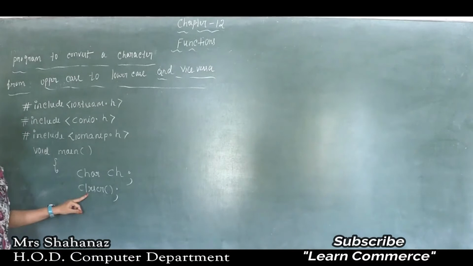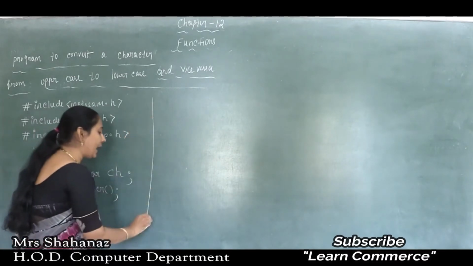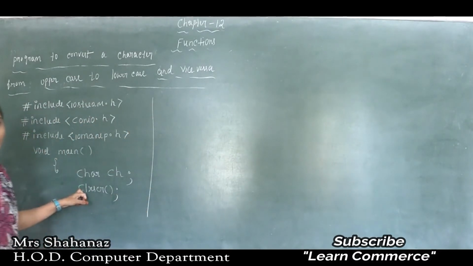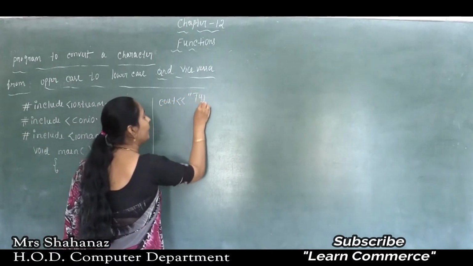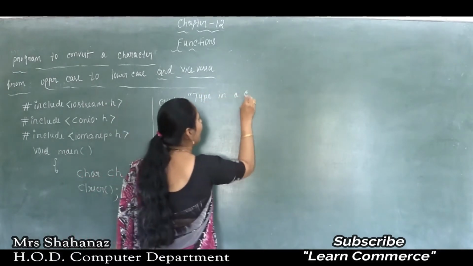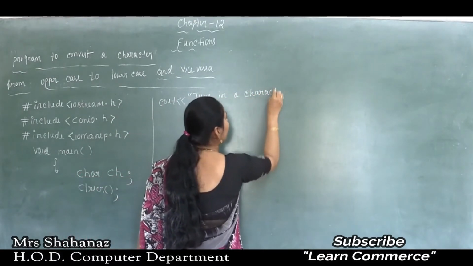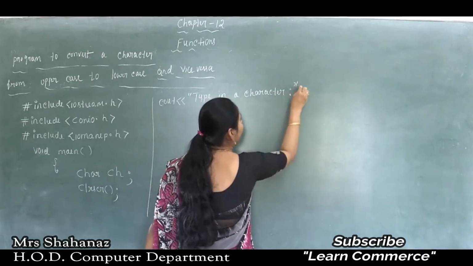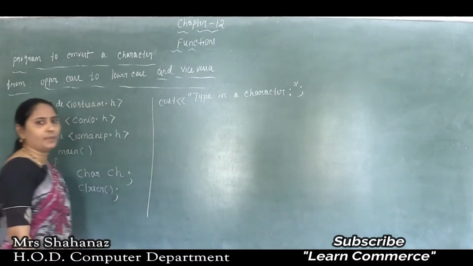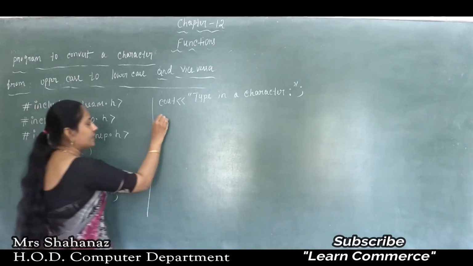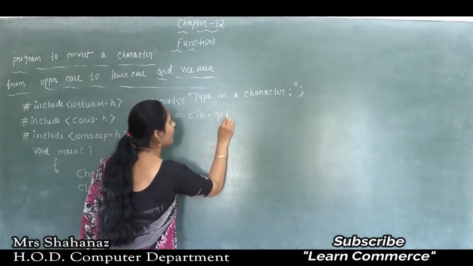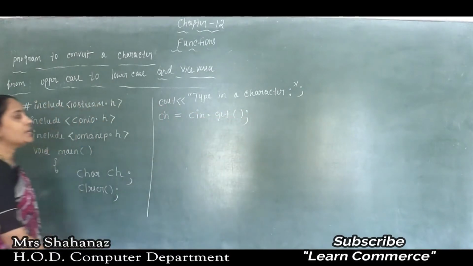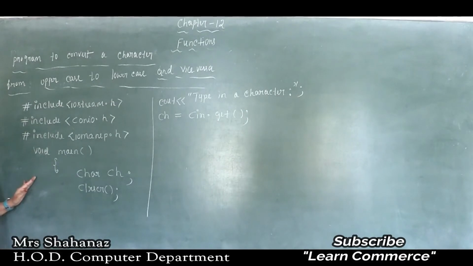Next, clrscr(); to clear the screen. After that I want to display some message in our program. Just to display the message I am using "Type in a character". Any type of message you can write here. Next, as we know, to input a single character, the syntax is ch = cin.get(); semicolon. So this is the function. I think there is no need to explain again and again the use of each line of code.